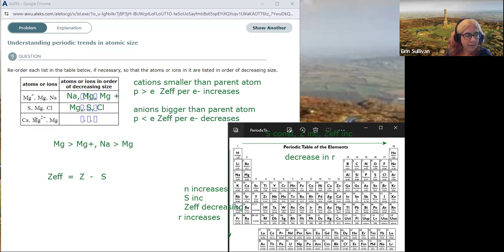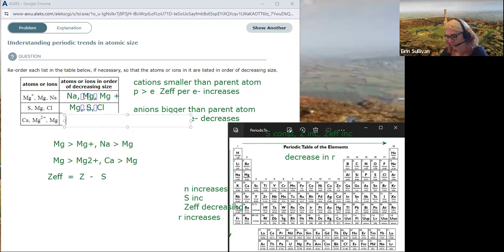Then finally, we've got calcium, magnesium 2 plus, and magnesium. So we know that magnesium is going to be bigger than magnesium 2 plus. Let's sort out calcium and magnesium. Calcium is a whole period lower than magnesium, so calcium has to be bigger than magnesium. So now we can rearrange this. Calcium will be bigger than magnesium, which in turn will be bigger than the magnesium cation.